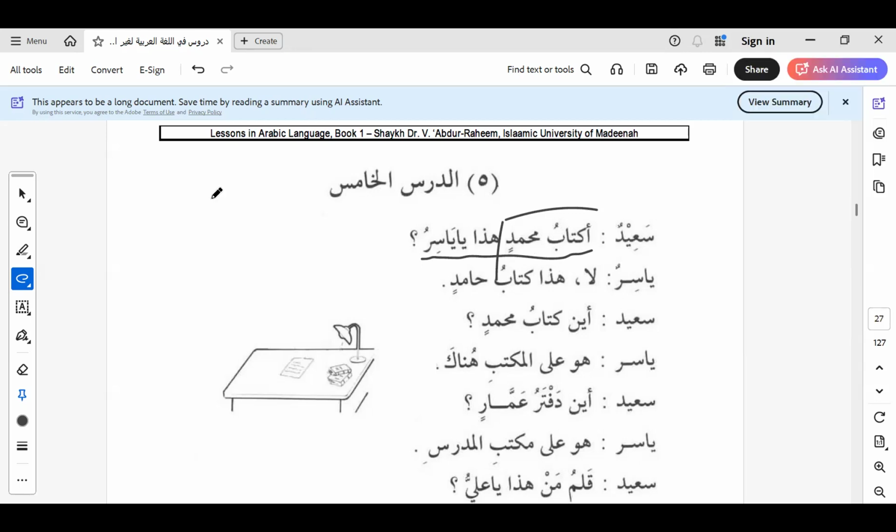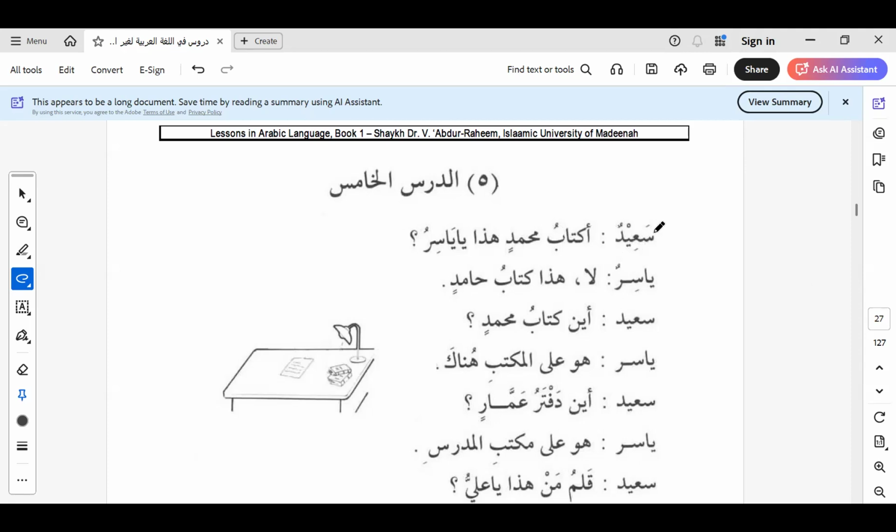So Kitabu Muhammadin hadha. What is another way in which this question can be restructured? Can someone give us another way? Nothing is removed, we just rearrange it. If we rearrange it, what other way can we have it? Yes, thank you: أهذا كتاب محمد. So that's what we have. كتاب محمد هذا يا ياسر.